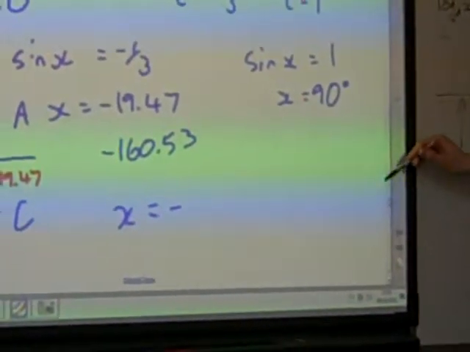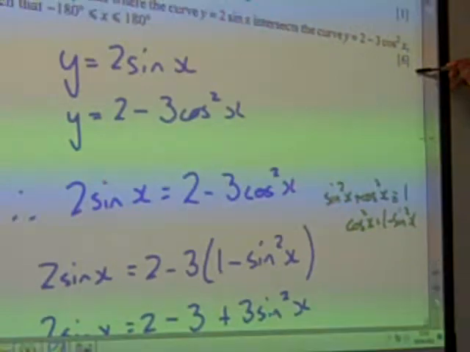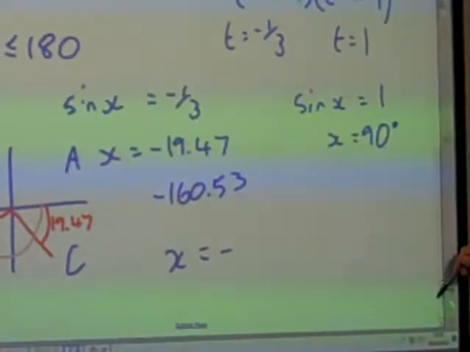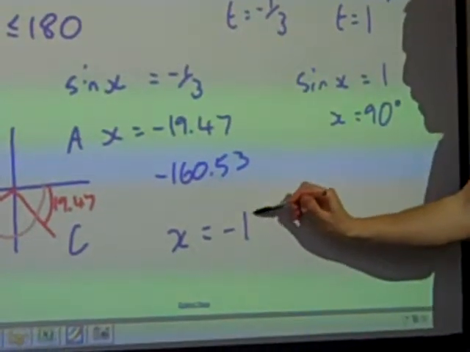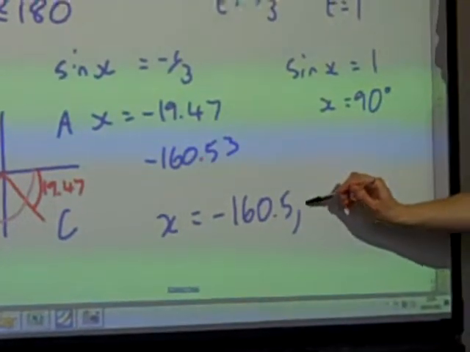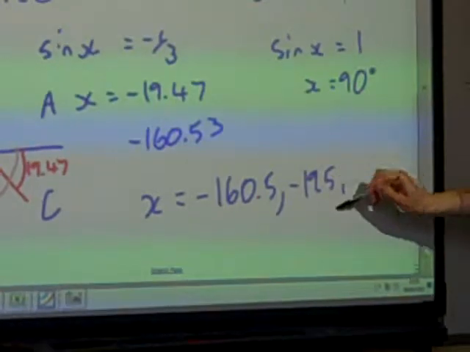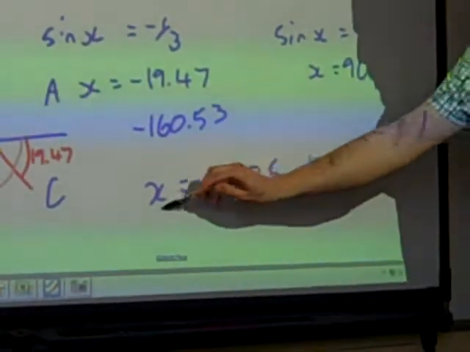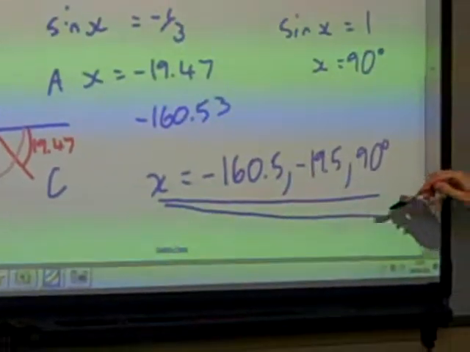Okay, so finally we say our answers are x is minus. Did it tell us what accuracy? Just to be consistent, let's do it to one decimal place. Minus 162.5, minus 19.5, and 90 degrees. There we go. Done.